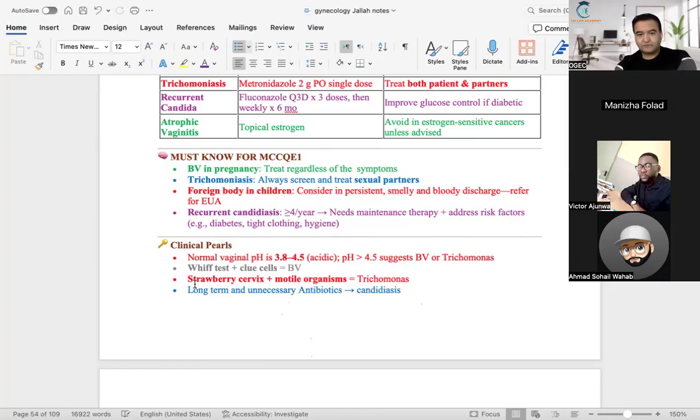Candidiasis. Strawberry cervix plus motile organism: trichomoniasis. Whiff test with clue cells is for bacterial vaginosis. Normal vaginal pH is between 3.8 and 4.5, which is acidic. If it is above that, it suggests bacterial vaginosis or trichomoniasis. If it is above 5.5, it will be atrophic vaginitis.